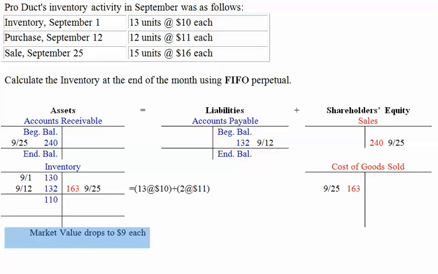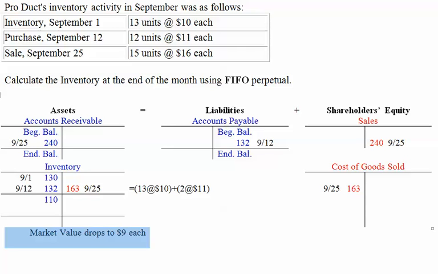All right, we're going to go through another type of adjustment at the end of the accounting period to make sure assets aren't overstated, and that are in particular inventory. So here's this example we did earlier, products. They used first in, first out.